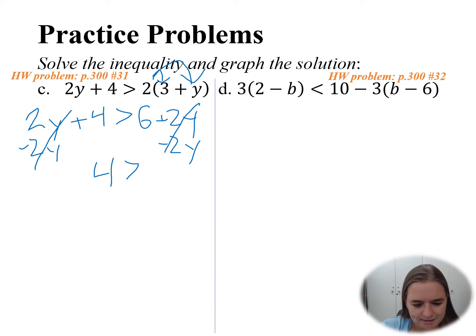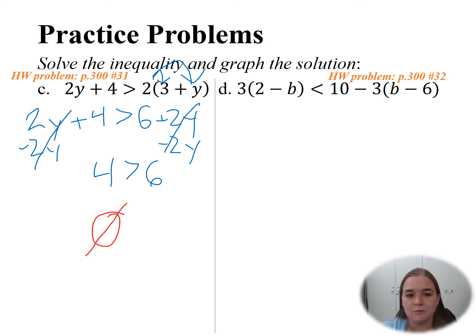My y's cancel out, and I'm left with the statement 4 is greater than 6. Is that true? No, it's not. Is there anything I can do to have 4 equal 6? No. So this one is what's known as a null set. A 0 with a slash through it tells me that there are no possible values that make this inequality true. There's nothing I can do to have this side be greater than this side of the inequality, not equation. So this is a null set.